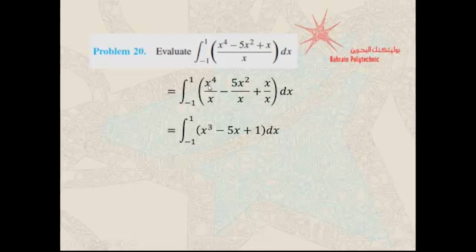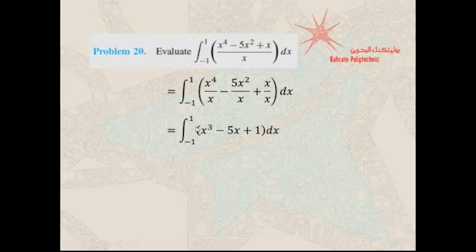So I'm going to be left with x to the power of 3. For the second one, the x at the denominator is going to cross out with one of the x's on the numerator. So I'm going to be left with 1x on the top. So this is -5x. And here the x with the x is going to be crossed out, and I'm going to be left with 1.